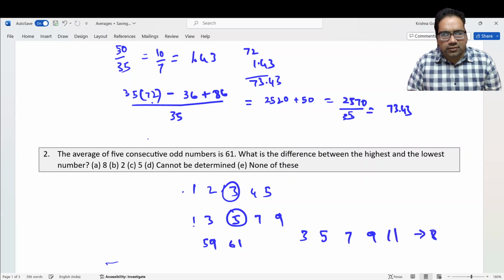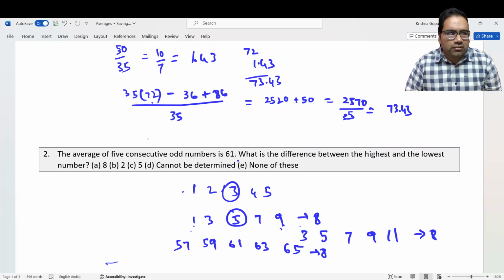11 minus 3 is 8. 9 minus 1 is 8. So if there are 5 consecutive odd numbers, the difference between the last one and the first one is always 8. Whether it is 61, 81 or 91, it doesn't matter. We should not get into calculating what these 5 consecutive numbers are. Even if you want to, the numbers are 57, 59, 61, 63, 65. 65 minus 57 is also 8.